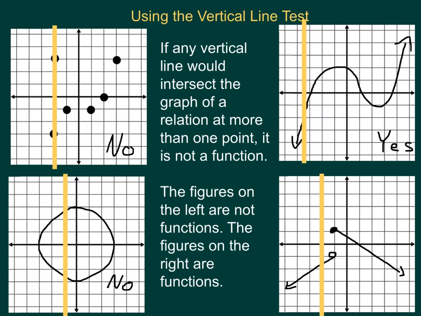So if I'm not including this point, and I am including this one, when I move my vertical line over it, I'm only really hitting the graph at this point. I'm not hitting it here. That point doesn't count. So despite how it may look, this actually is indeed a function. They're all relations, but only the two on the right are functions. Now let's talk about their domain and range.